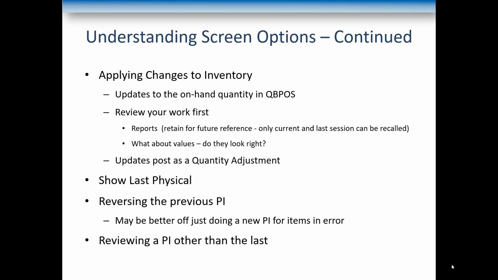This should be a last resort because it basically takes you back to the beginning and requires you to recount everything. If you see a few things that are wrong, it might make sense to just change those few things using a physical inventory quantity adjustment. If you wanted to look at the physical inventory other than the last one, really what you'd have to do is you'd have to go into the quantity adjustment history and look at the reason, physical inventory, and then review it from there.